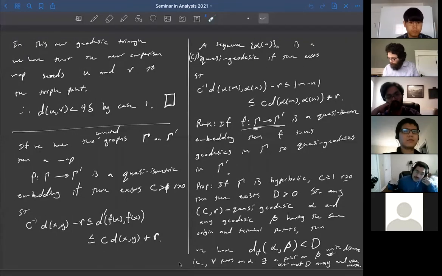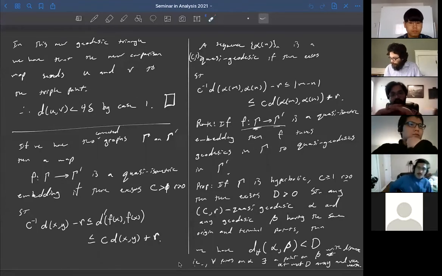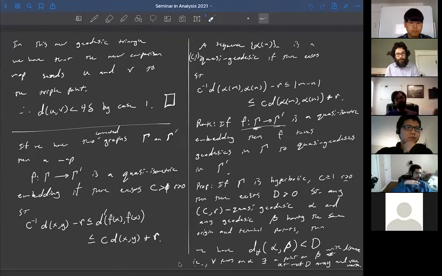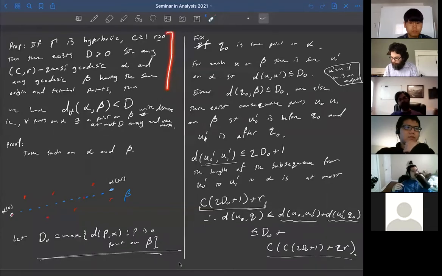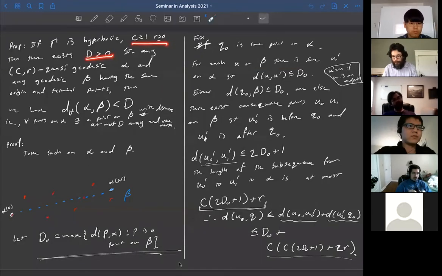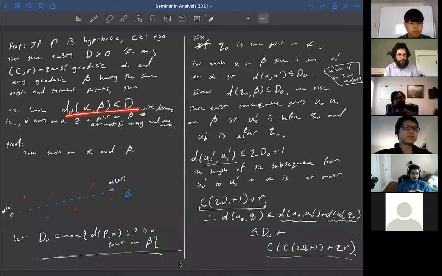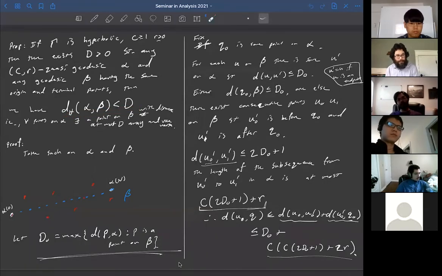Last time we introduced quasi-isometric embeddings and the notion of a quasi-geodesic, and we showed that hyperbolic graphs have the nice property that quasi-geodesics are not too far away from genuine geodesics. Specifically, we proved this theorem: if you have a hyperbolic graph and constants C and R, then there's some D, which only depends on C, R, and delta, such that any (C,R) quasi-geodesic is within Hausdorff distance D of a genuine geodesic. In particular, all genuine geodesics are within Hausdorff distance D of each other.